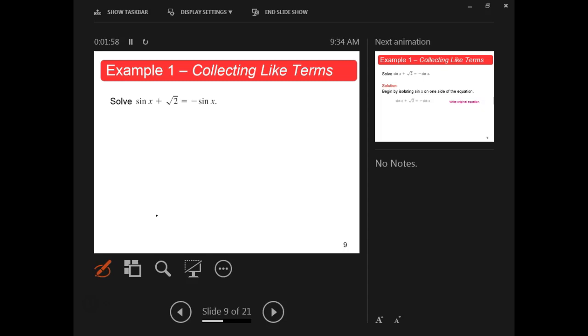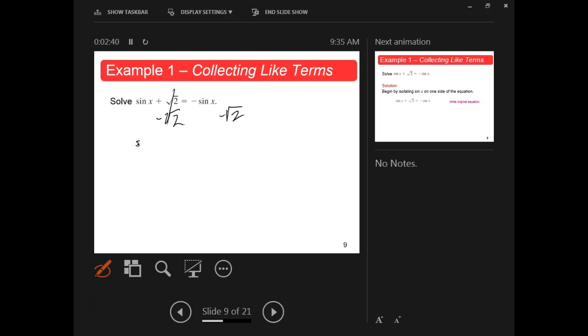So what would you do first on this one? Subtract the square root of 2. So you're saying subtract this from both sides? Is that what you said? Subtract the square root of 2. Okay, that is one thing, and that's what you want to do first, right? Subtract root 2 from both sides. And what does that give you?